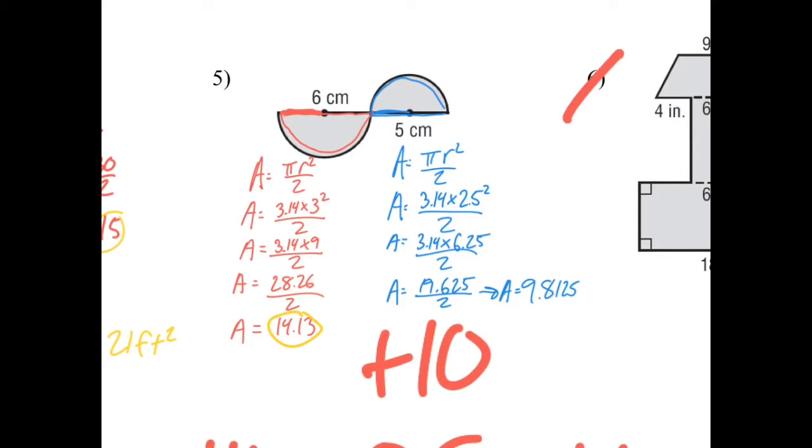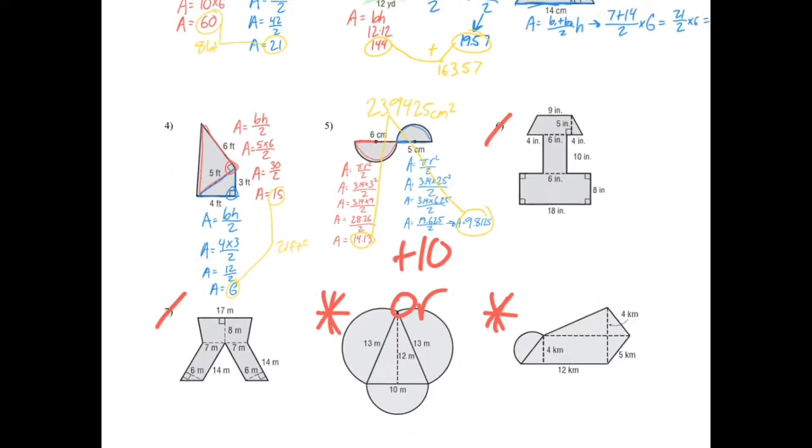So we are going to combine this one. We're going to combine that one. So 14.13 plus our 9.8125. I'll write the answer up here. Combining those two, we have a total of 23.9425 centimeters squared. It's a long decimal number. That's our final answer for number 5.